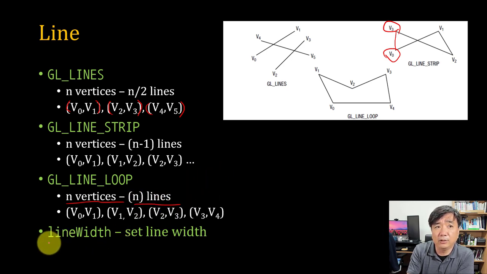lineWidth is an API function that can be used to set line width. For example, if I want to draw with a 2 pixel width or 3 pixel width, you can define it. The unit is pixels.